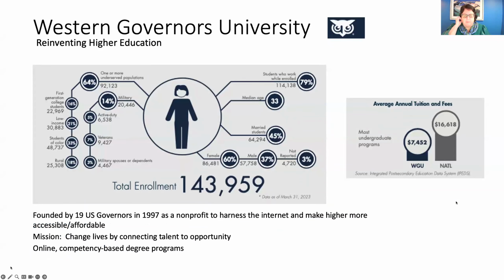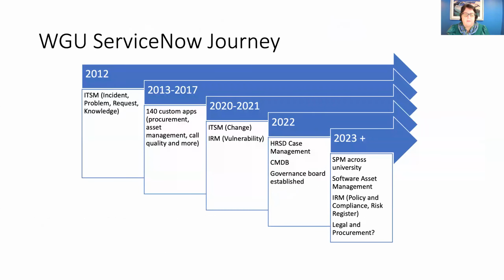So just a brief bit about WGU. Western Governors University is actually the largest university in the country by student enrollment. We are 100% online, and we're a bit different than other universities. We're competency-based, and we target underserved populations. So the tuition is a lot less. It's online only. So if you hadn't heard of WGU, that's just a brief bit about us. I think we actually are up to 150,000 students currently enrolled. And then also just briefly, WGU has had ServiceNow since 2012. Like I said, I joined in 2022.